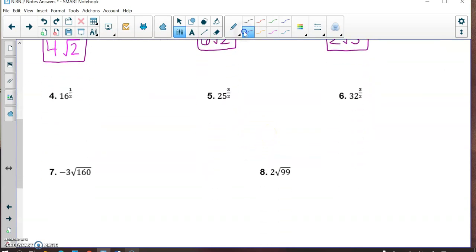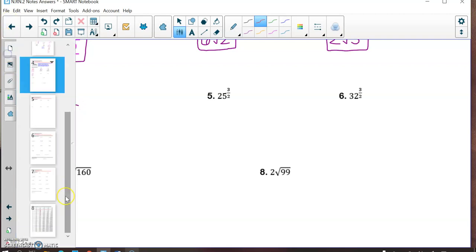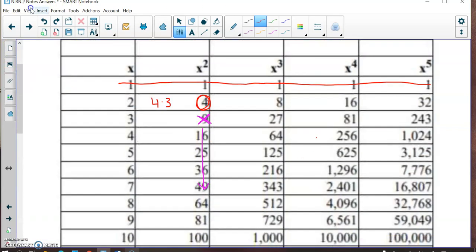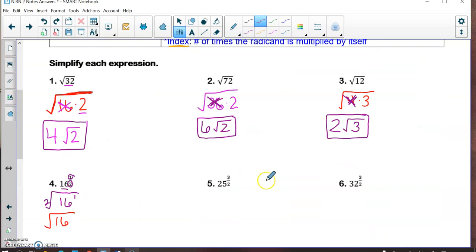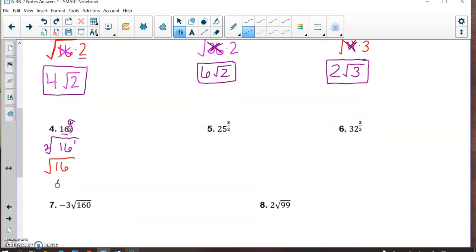Number 4. This is the same thing as the denominator of this fractional exponent is your index, the 16 is your radicand, and the 1 is the exponent attached to your radicand. So essentially this is just the square root of 16, so we can just write it like this. And if we look at our list here, 16 is already a perfect square. So we don't need to split it up into anything. The square root of 16 is 4. So your answer is just 4.